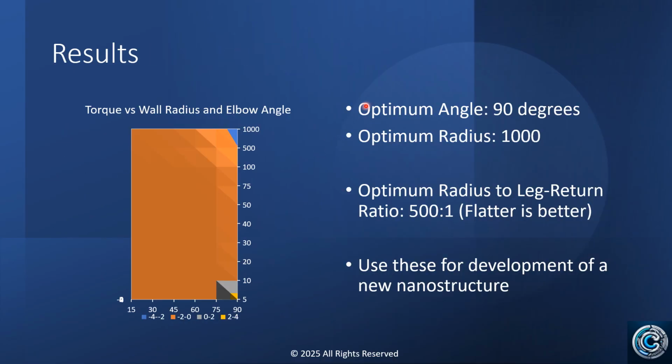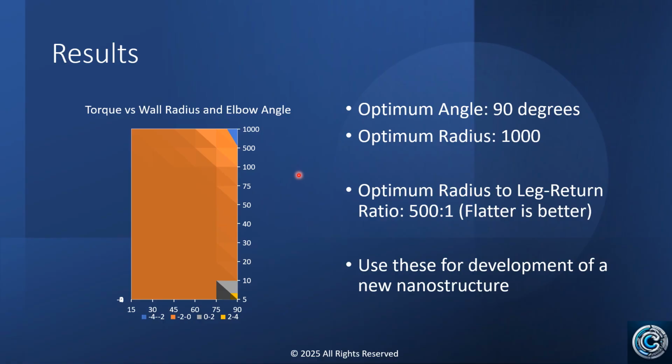The results: the optimum situation is basically right here. The best angle was 90 degrees. The best radius was 1,000 units, which basically puts us very close to a flat wall and a flat elbow, so basically the plates are parallel, which kind of makes sense.